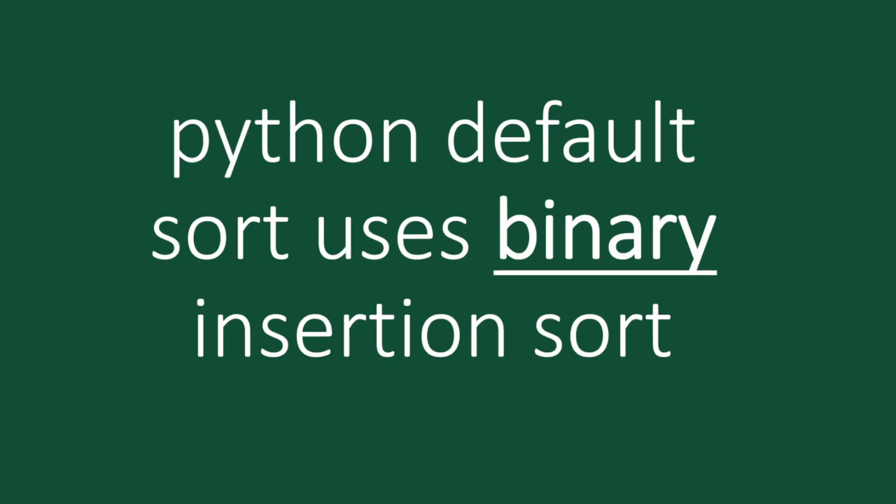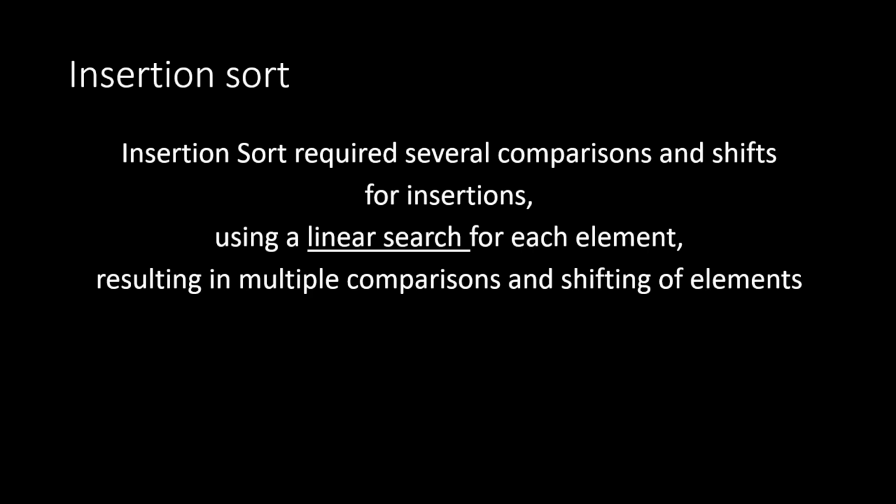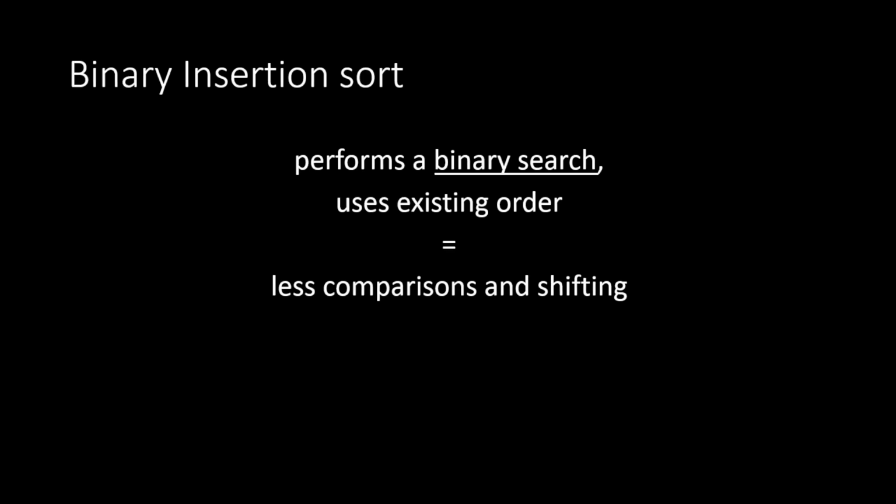What else? Well, the default sort also uses binary insertion sort. So normally insertion sort uses a linear search for each element, and that results in a lot of comparisons and shifting of the elements. If you use binary search it's more efficient, so it also uses the existing order. So there's fewer comparisons and less shifting. So that makes it, again, more efficient.